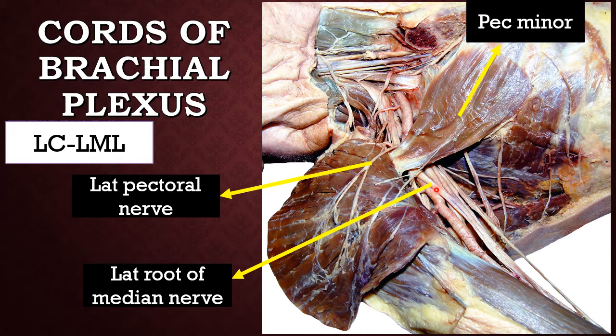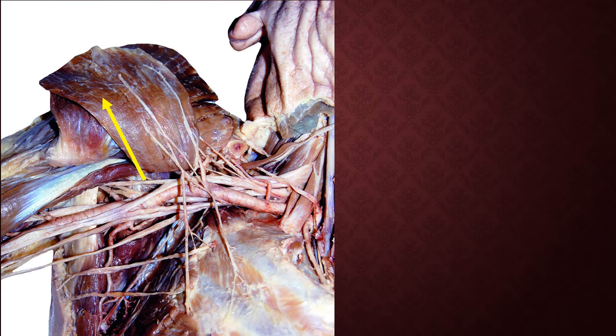There will be two roots going to join with each other and form a trunk. The two roots: one is the lateral root of median nerve, another one is the medial root of median nerve. Both are joining with each other and form a trunk. That trunk is called the median nerve trunk. Let me show you a clear picture.